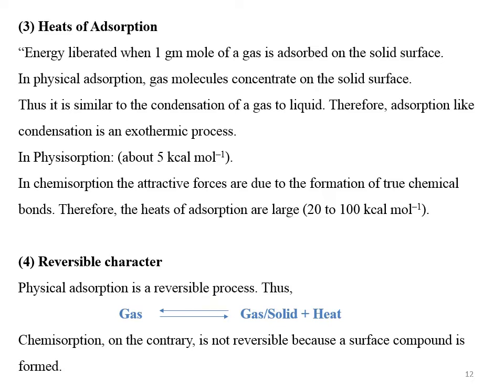And now the reversible character. Physical adsorption is a reversible process. The gas adsorbed on a solid can be removed or desorbed under reverse conditions of temperature and pressure. Thus, this physisorption, or reversible adsorption, can be represented by reversible arrows between gas and solid material. Chemisorption, on the contrary, is not reversible because of the formation of chemical bond on the surface.